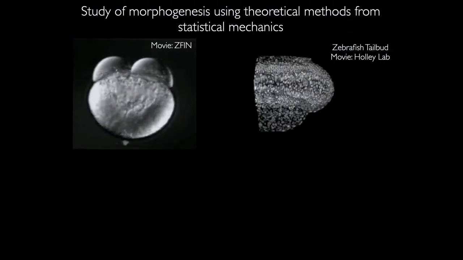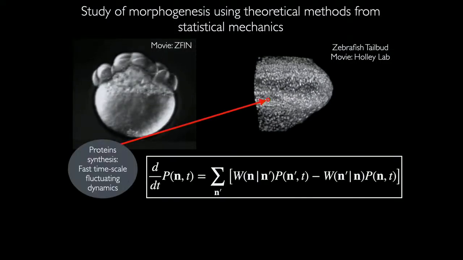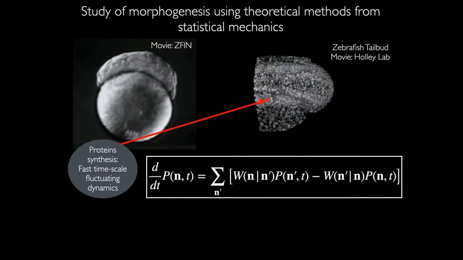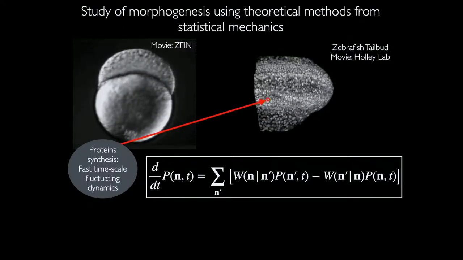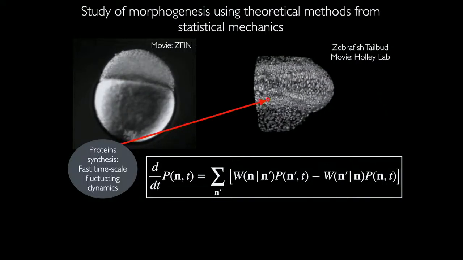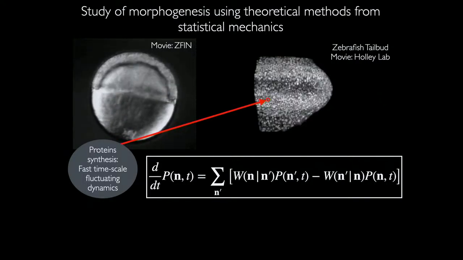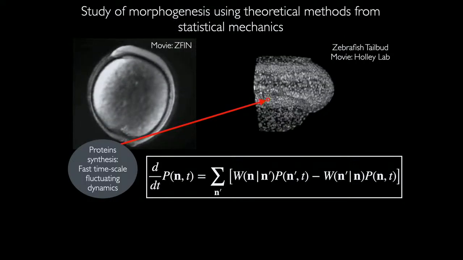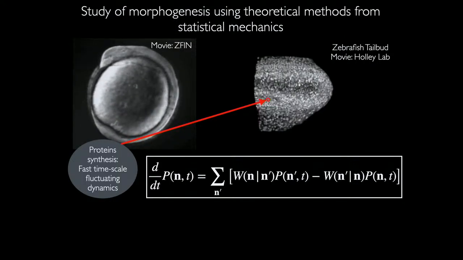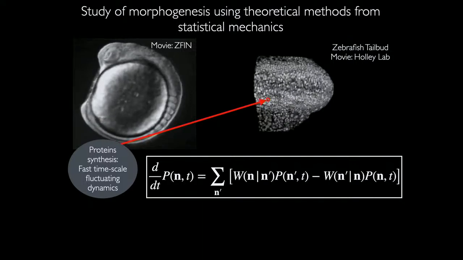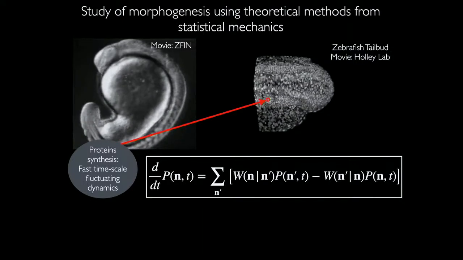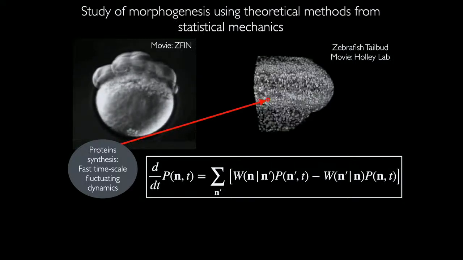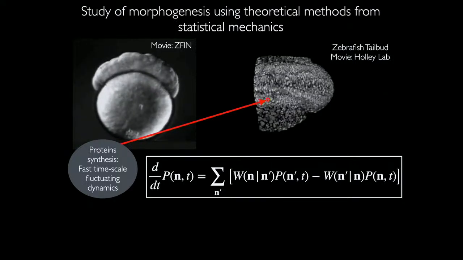There are various scales in this problem, and if you are interested in what is happening inside the cell, there are a lot of proteins interacting with each other. These proteins are very small in number, so they are very fluctuating quantities. How would you study such processes? A correct way to study such processes is to write down a time evolution equation for the probability that you have a certain configuration of proteins, and this is known as the master equation.